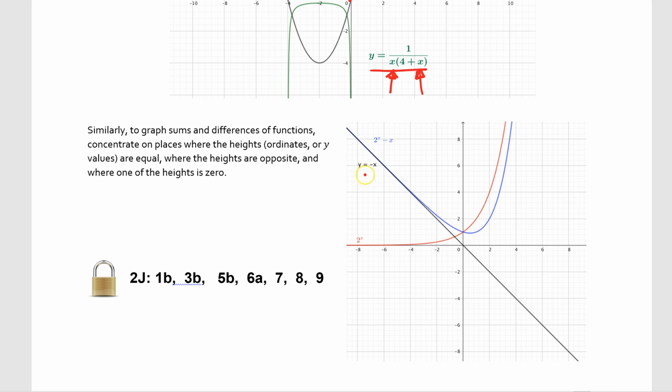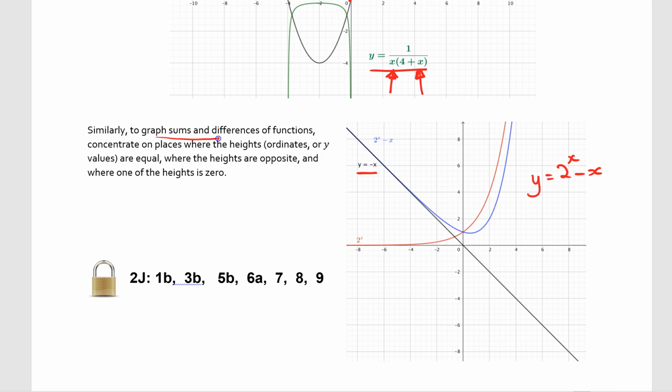Now this last example is really dipping into the realms of Extension 2, but it's useful background for those of you who are thinking of doing that. So we've got two functions, y equals minus x, which we know is that horizontal line there, and y equals 2 to the x, which is our exponential function there, and then we're going to try to graph y equals 2 to the x minus x.